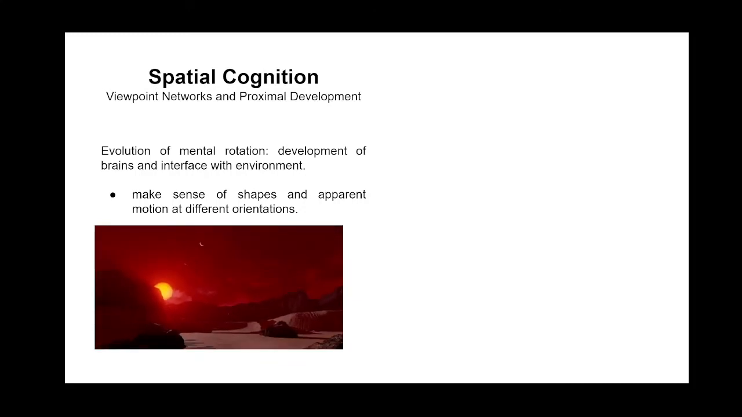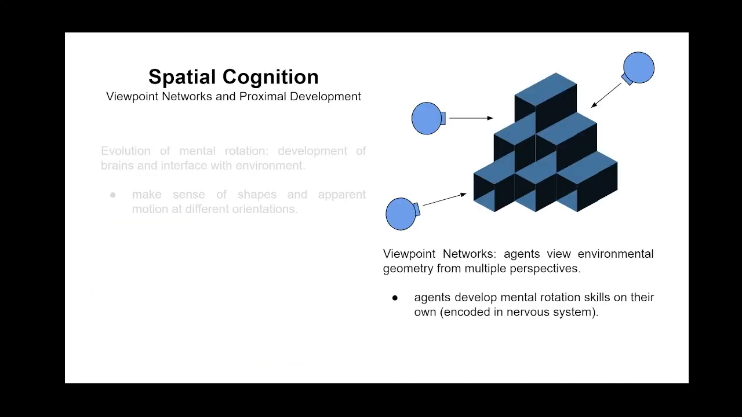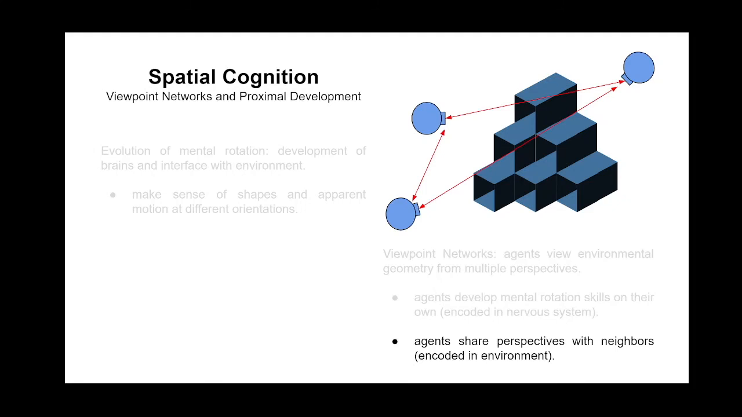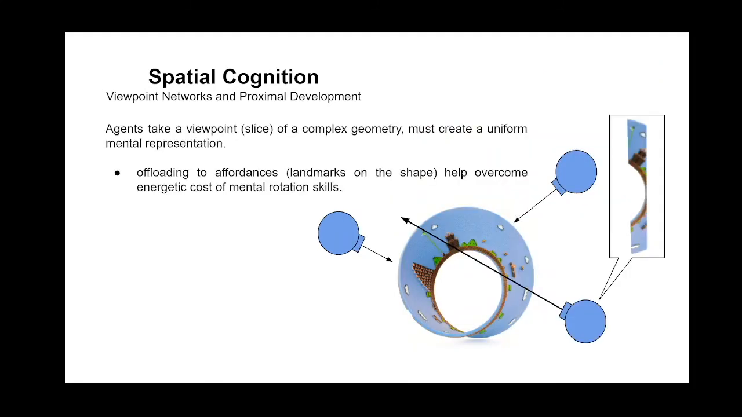So how do we do this? Well, in one way is we can take these agents and put them in an environment where they view things from different perspectives. So these are our viewpoint networks. They're isometric structures, and it allows the agents to view environmental geometry from multiple perspectives. So you can train agents on mental rotation, and agents can share their information between one another. You can also train them on more complex topologies, so they can take a slice of a complex geometry, and they have to all create sort of a uniform or mean mental representation.